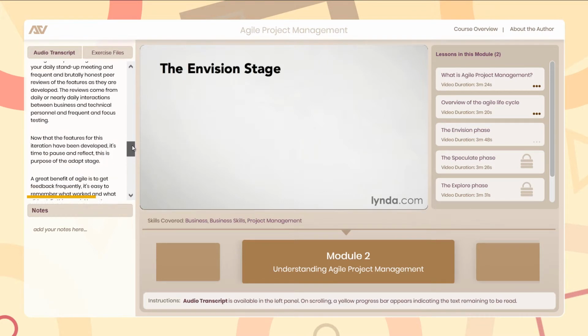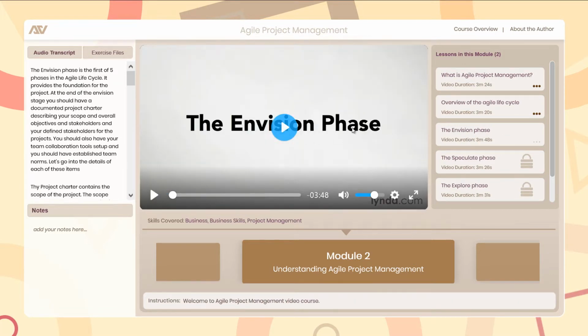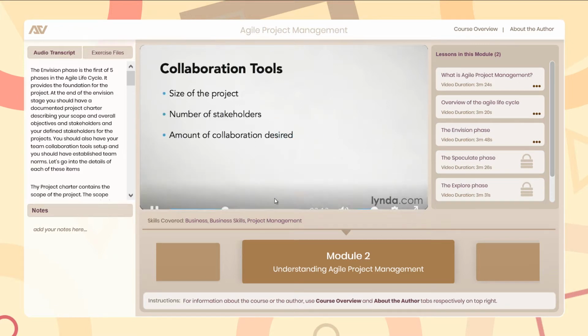During the envision stage, you and your customer will determine what it is you're trying to build. You will also confirm who needs to be. The envision phase is the first of 5 phases in the Agile Lifecycle when they are required.